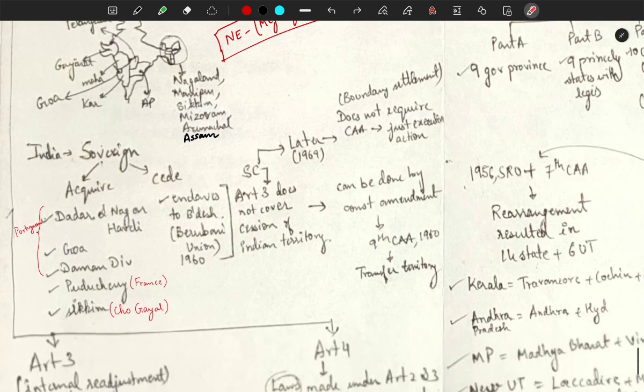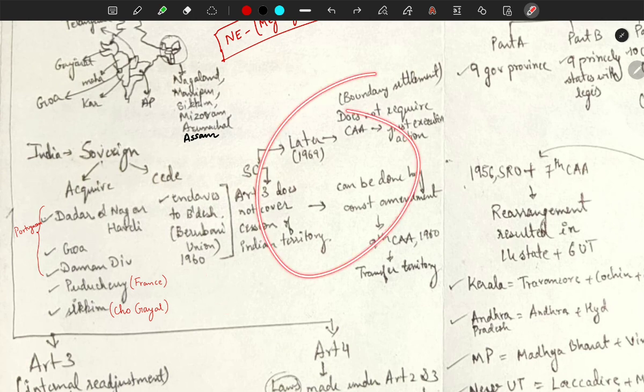Now, when we say India is sovereign, what does it mean? It means India can acquire territories or cede territories. What have we acquired in the past? We have acquired Dadra and Nagar Haveli, Goa, Daman and Diu from the Portuguese, Puducherry from France, and Sikkim from a king named Chogyal. What territories have we ceded? We ceded enclaves to Bangladesh. I'll come to the Berubari Union case of 1960, but first we'll discuss Article 2.